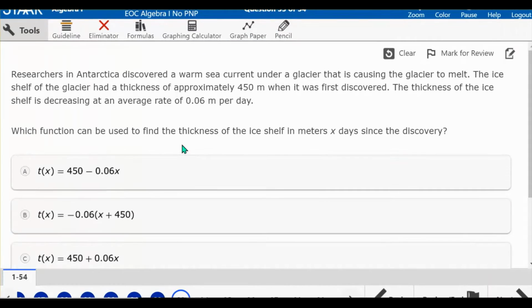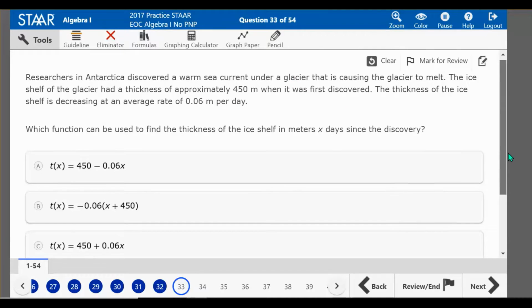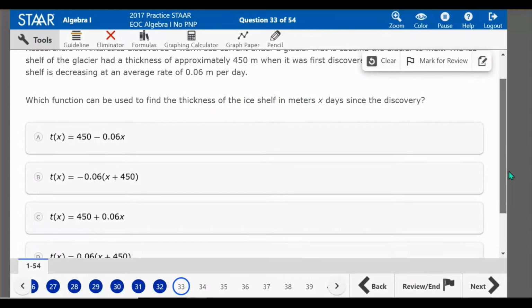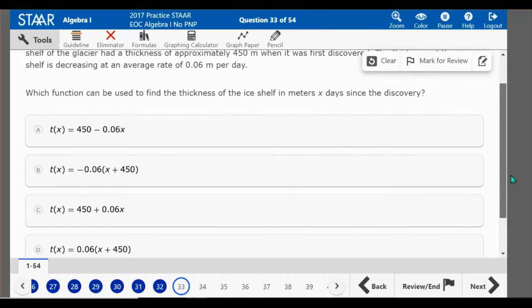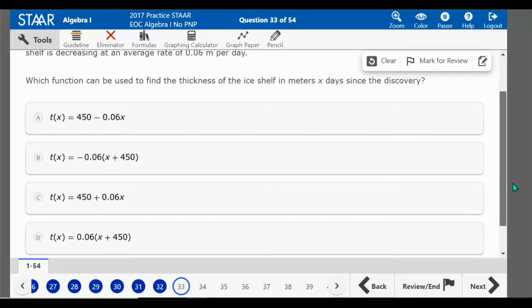Researchers in Antarctica discovered a warm sea current under a glacier that is causing the glacier to melt. The ice shelf of the glacier had a thickness of approximately 450 meters when it was discovered. The thickness of the ice shelf is decreasing at an average rate of 0.6 meters per day. What function can be used to find the thickness of the ice shelf in meters x days since the discovery?